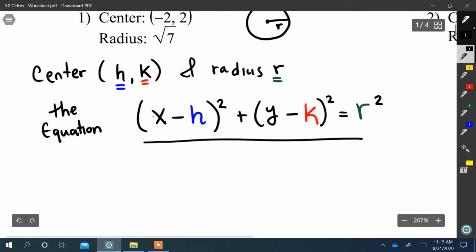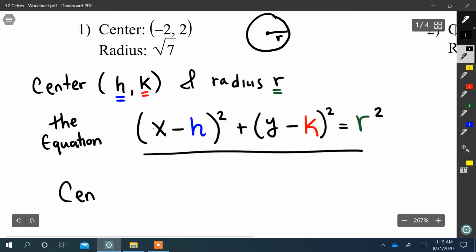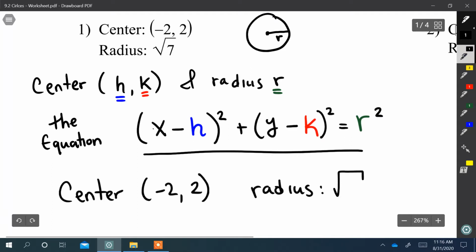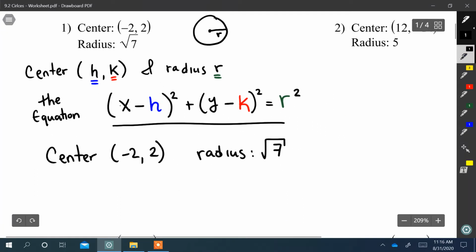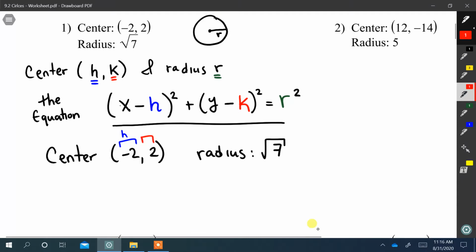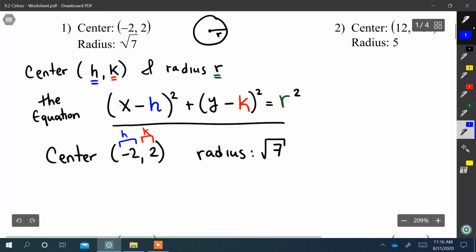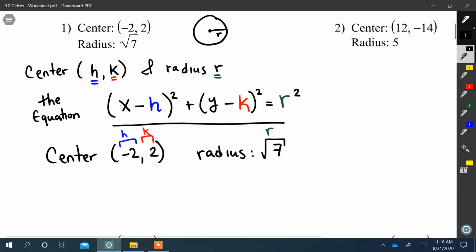Well, first of all, we have our center, that is -2, 2. And then we have our radius. They're saying that that's the square root of 7. In this case, the h is -2. The 2 will be my k. And this, of course, will be my r. So I'm going to plug that into the equation so we can have an equation.